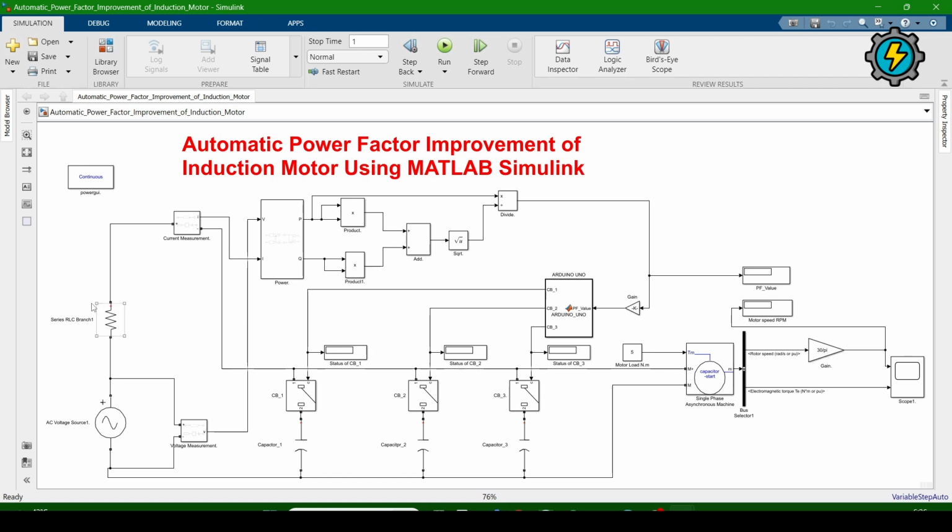And now we will understand why we connect this series RLC branch, because the capacitors are not connected in the simulation directly with the induction motor. So for that we must connect a series RLC branch. So now we will see this display, how it calculates the RPM.